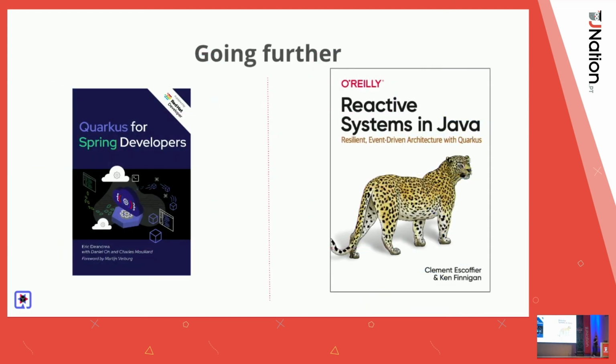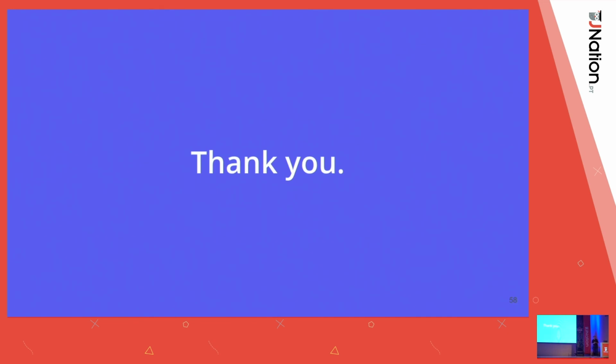If you want to go further, I will recommend two books. The first one is available for free on redhatdeveloper.com. It's Quarkus for Spring Developers. If you are a Spring developer, that will tell you what the differences are, what the key things are. And the second one, which is a complete shameless plug, is Reactive Systems in Java, which will explain why we put reactive at the core of Quarkus and how you build a better distributed system with Quarkus today. And that's it. Thank you.